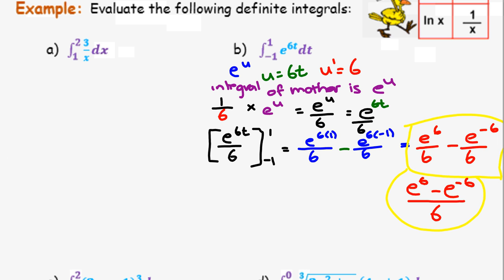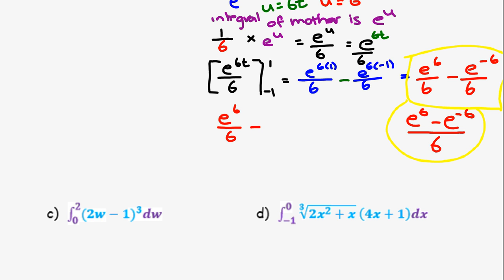Yeah. So if it said no negative indices, you have to kind of change it. So e to the 6 over 6 is fine. That's got positive indices. But what about e to the minus 6 over 6? How did you rewrite that one? Put it at the bottom. 1 over e to the 6, over 6. Yeah, good.